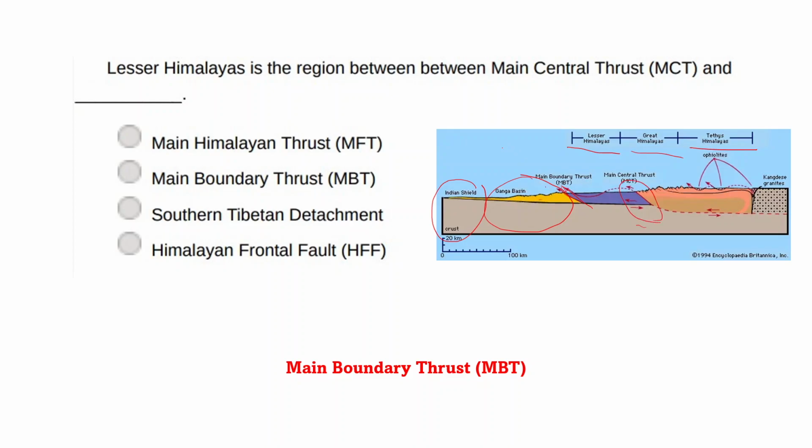The main boundary thrust is between the Lesser Himalayas and this part of the Indian Shield, and then the main central thrust is between the Lesser Himalayas and the Greater Himalayas, and then you have all these things. I don't think you have to go to the detailed geology of that. Just understand that if you look at this image, the Lesser Himalayas is the region between the main central thrust and the main boundary thrust.